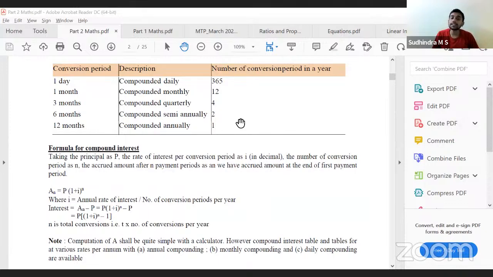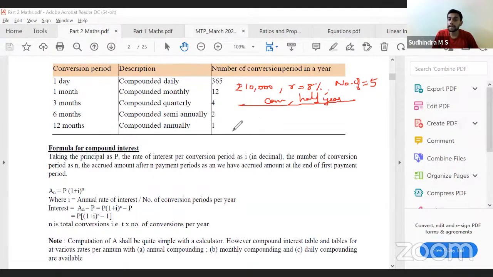Right? And n is not the total number of years. n is the total number of conversions. So if the principal is 10,000, rate of interest is 8%, number of years is 5, and it is compounded half yearly, in such case, how do we apply the formula?